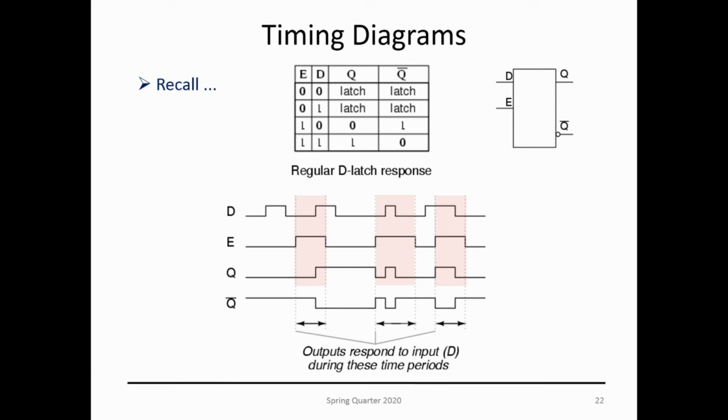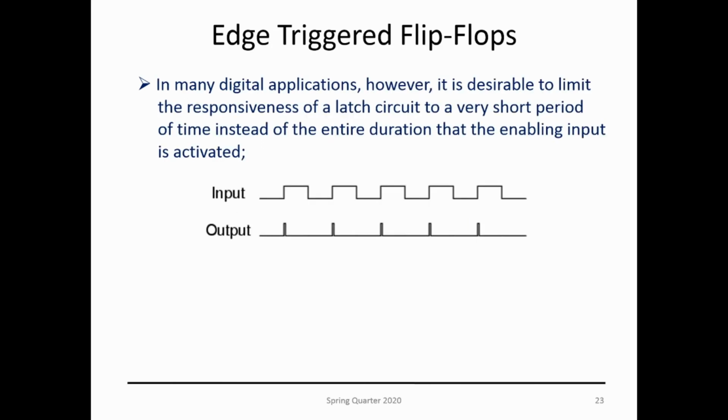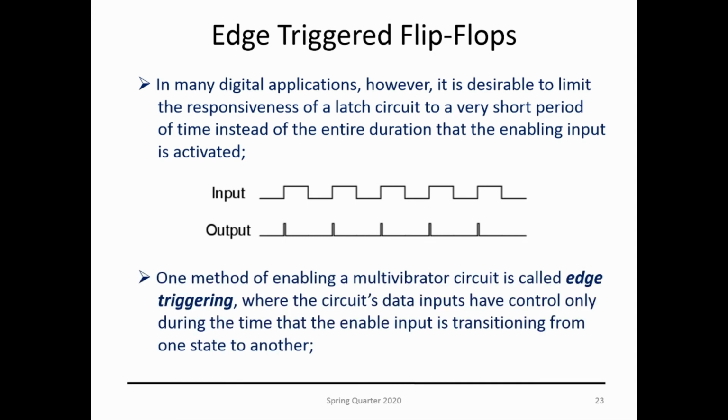So Q follows D. What if I don't want that to happen? What if I want to detect just transitions? What if I have a signal and I want to detect the positive edge of a square wave, or even the negative edge when it goes down? I cannot use a D latch because Q follows D on a D latch. So this is when we have the edge-triggered flip-flops, and these are going to be sensitive to transitions.